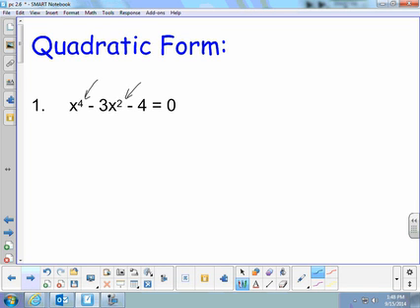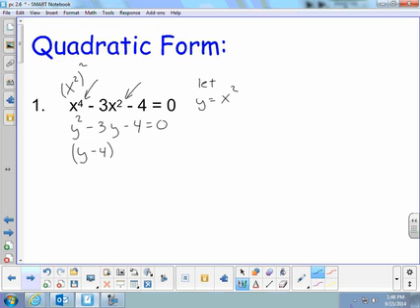Because what I'm going to do is let y equal x squared. And if I were to make a substitution, that's really x squared, quantity squared. So if I take out that x squared and put y in its place, I'm going to be left with y squared minus 3y minus 4 equals 0. That's something I'm going to be able to factor. y minus 4, y plus 1. Let's go ahead and make our substitution back in there, because I know y is the same thing as x squared.